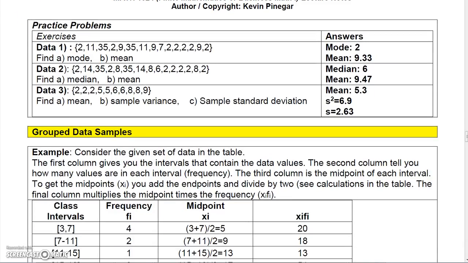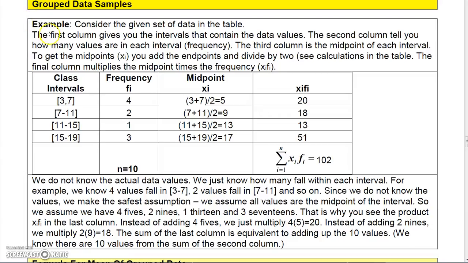Freeze the video here and then look at these practice problems and give them a try if you like. I've got the answers given. I'm going to finish up, show you how to calculate some statistics from grouped data samples.